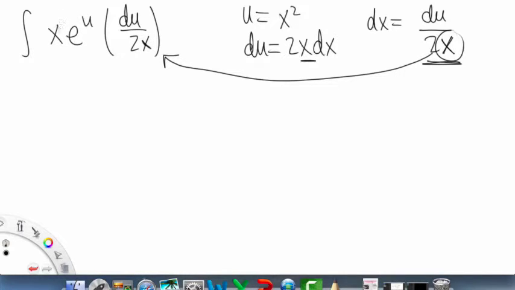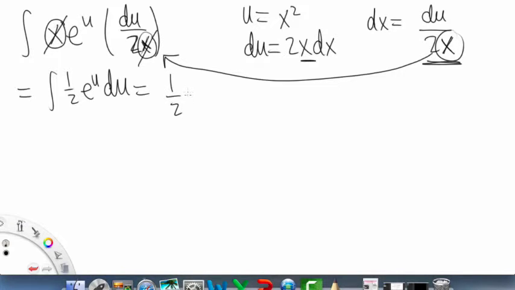So, as you can see here, the x on the bottom is pretty important because it does cancel out with the x on the top. Okay, so now we're just left with things in terms of u, which is good. So then we have 1/2 e to the u du, which is pretty simple to integrate. So we're going to get 1/2 e to the u. All right.